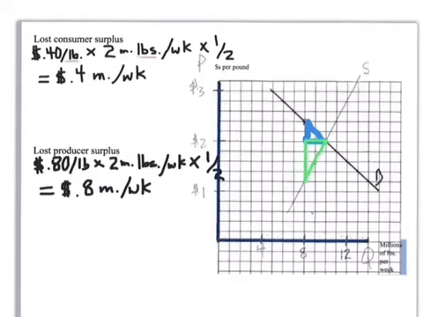And that's it. We're done answering the questions posed in the Effect of a Price Floor practice problem.